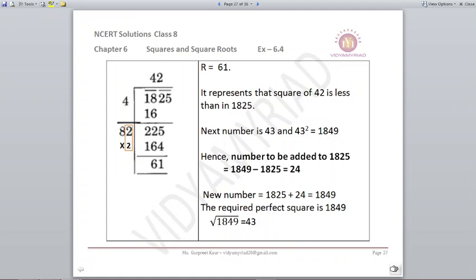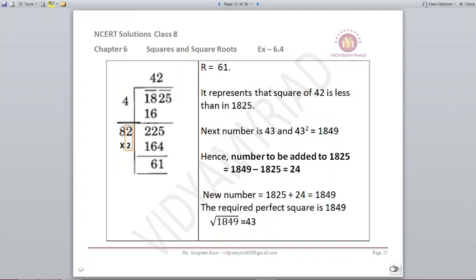Next number, 1825. So pair is 18 and 25. We will try with 4 into 4, 16 and 4 plus 4 is 8. 18 minus 16 is 2. Bring down 25. So 225 I want, and nearby 225 gives me 82 into 2, that is 164. Remainder comes as 61.